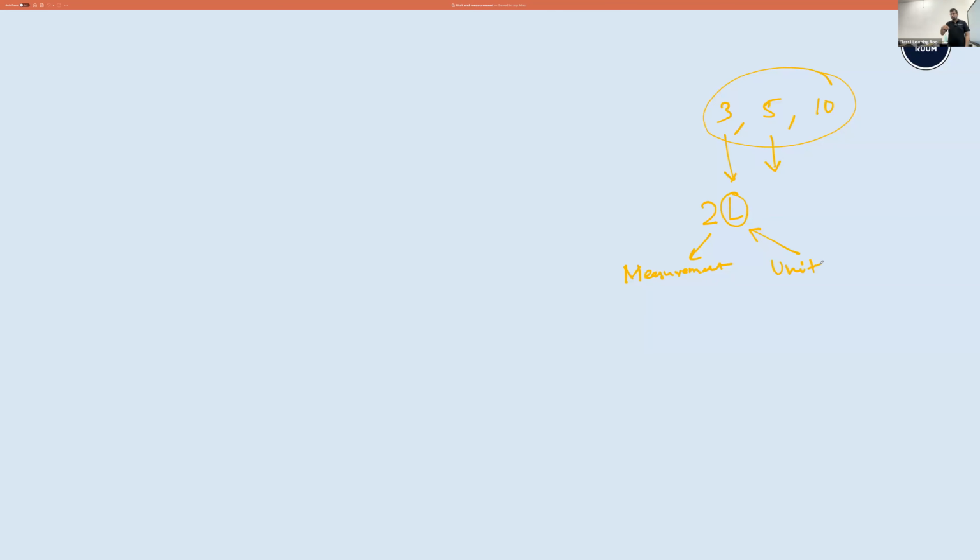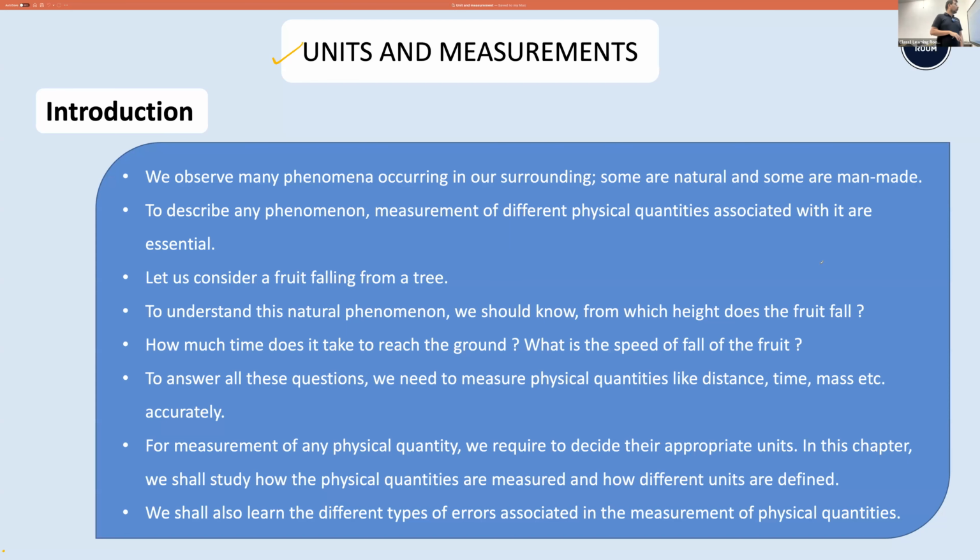So we'll try to understand, for whatever measurement you're going to take, how are we going to associate units to it? But mostly, the example I used is a real-time example, which we do in our day-to-day life. But when it comes to this chapter, since it's a part of your physics, we'll try to learn more from the perspective of physics. We'll see more technical terms associated with this particular chapter. That is what we are going to see. So that's the overall outline.